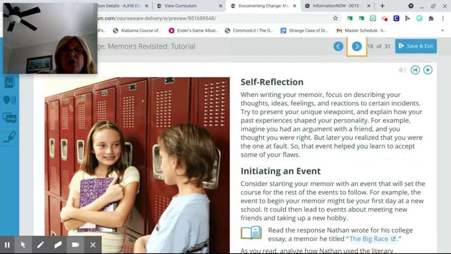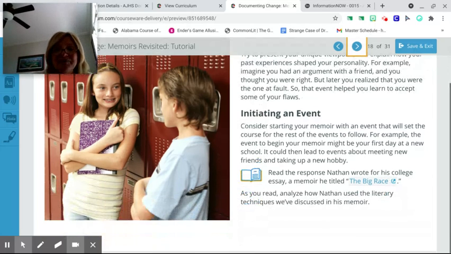When you're writing your memoir, you want to focus on describing. You may tell about what happened, and then you may want to stop and talk about your thoughts and your feelings at that point. Okay? That's important in a memoir. Try to present your viewpoint and then explain how those experiences shape who you are. For example, maybe you had an argument with a friend and you thought you were right, but later you realized it was your fault. And that whole moment taught you to learn to accept flaws and accept the fact that sometimes you're not always right.